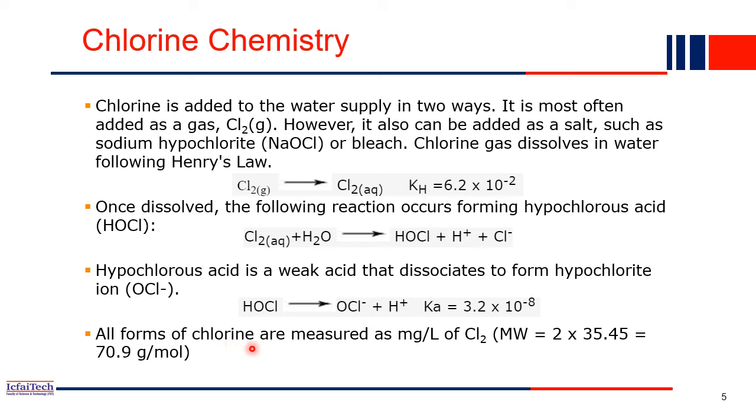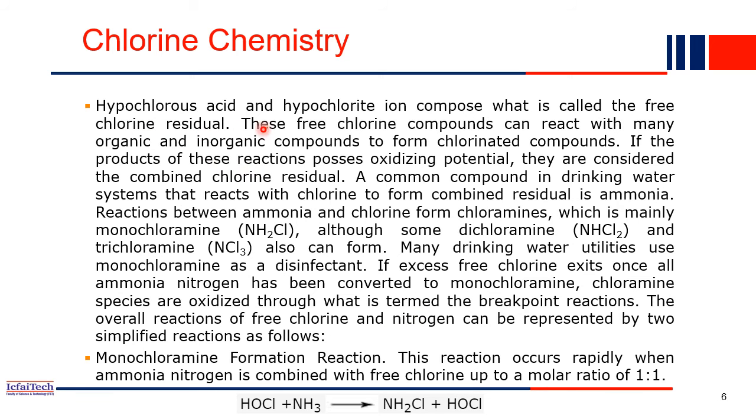All forms of chlorine are measured in milligrams per liter. So always when we refer to how much chlorine we added, it is milligrams per liter of chlorine. Chlorine is present in different forms in the water, right? The hypochlorous acid and the hypochlorite ion. Hypochlorous acid and hypochlorite ion compose what we call free chlorine residual, right? So now you saw how hypochlorous acid and hypochlorite ion are formed. This we call free residual.